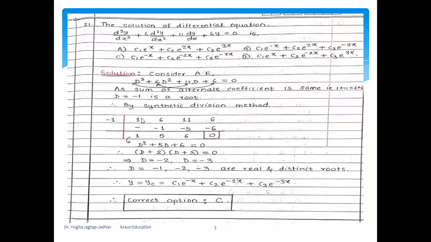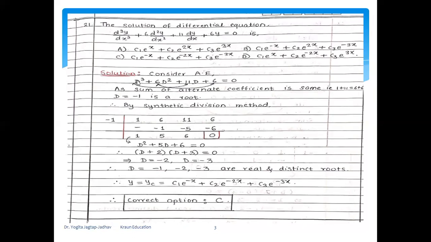Now look at the example. Here, to find the solution of the differential equation d³y/dx³ + 6 d²y/dx² + 11 dy/dx + 6y = 0, four options are provided. As usual, you have to consider the auxiliary equation by assigning d/dx as capital D. We have this auxiliary equation D³ + 6D² + 11D + 6 = 0.